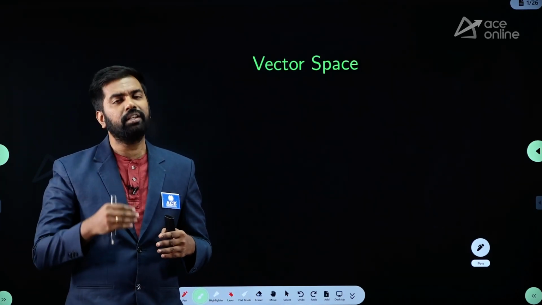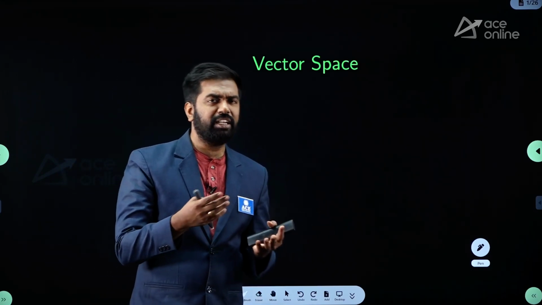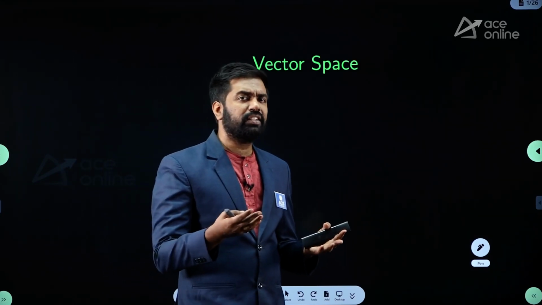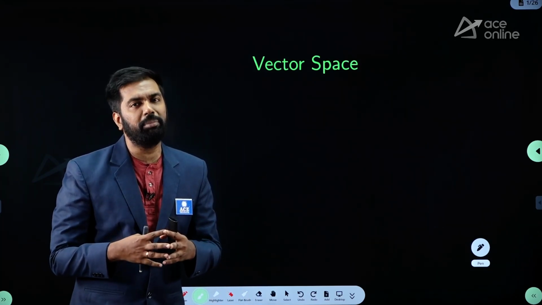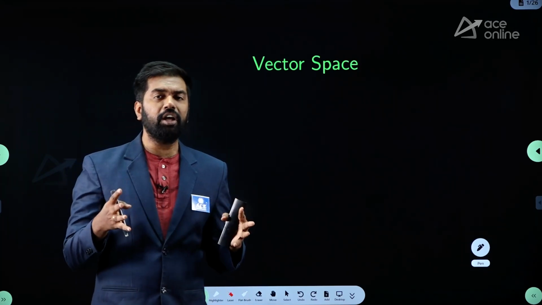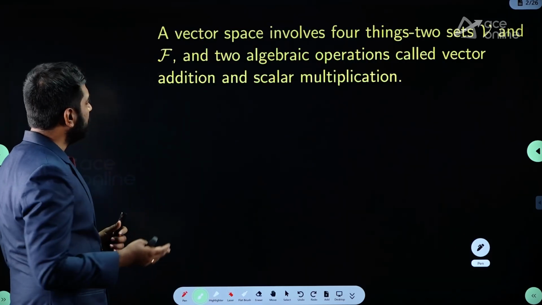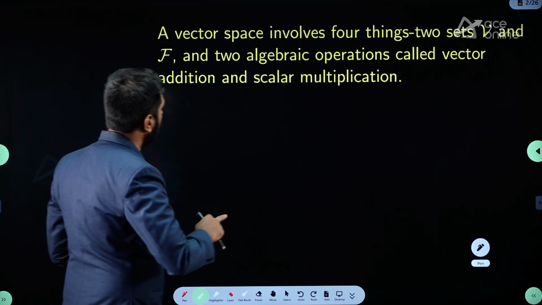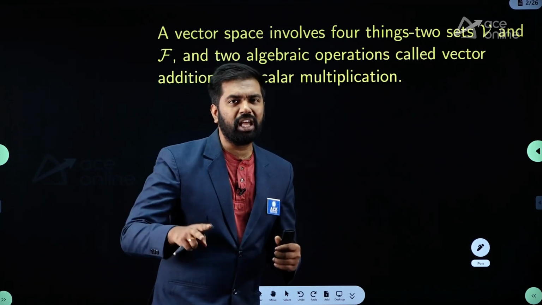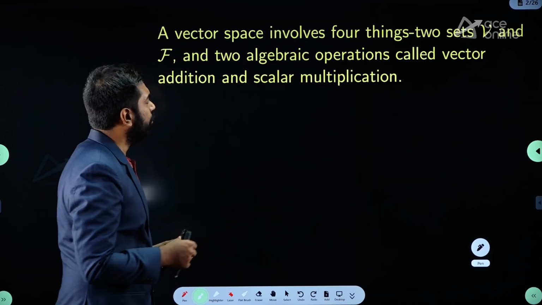So what are the things I said? I said two sets, so let us name one as V and another set as F, and two other operations, vector addition and scalar multiplication. Let us learn about this vector space one by one. A vector space involves four things: the two sets V and F, and two algebraic operations called vector addition and scalar multiplication.